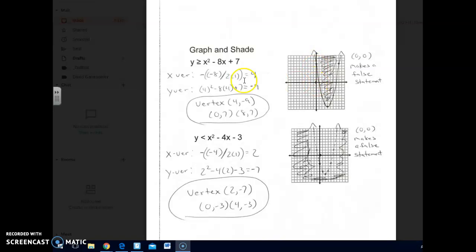I take my 0, 0. 0 is not greater than 7. It makes a false statement, so I shade away. Okay, we shade away from the 0, 0, so that means we shade inside.